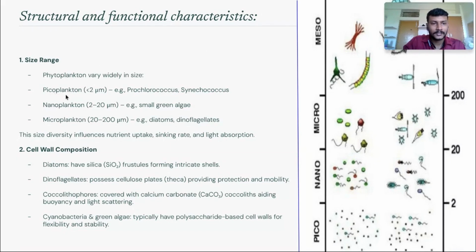The phytoplanktons whose diameter is 2 micrometers or below are called picoplanktons. Next, we have those that have a diameter of 2 to 20 micrometers, called nanoplanktons. Then we have microplanktons, which have a diameter of 20 to 200 micrometers.